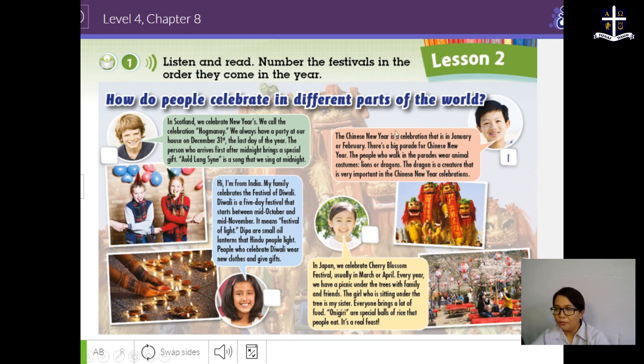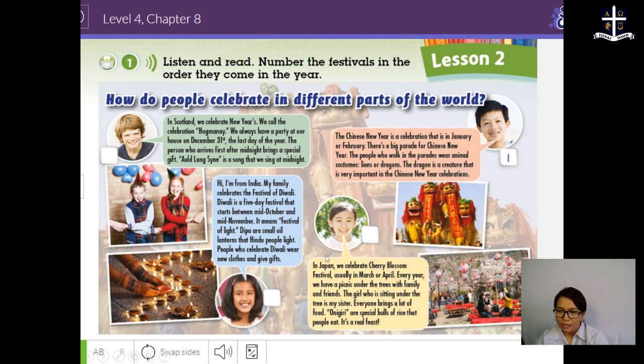And then we move to paragraph 2 here. Can you find the sentence containing who or that? Let's see. This one: the people who walk in the parade wear animal costumes, lions or dragons. And then the next one: the dragon is a creature that is very important in the Chinese New Year celebration. So the first sentence here uses who, and the second sentence uses that.